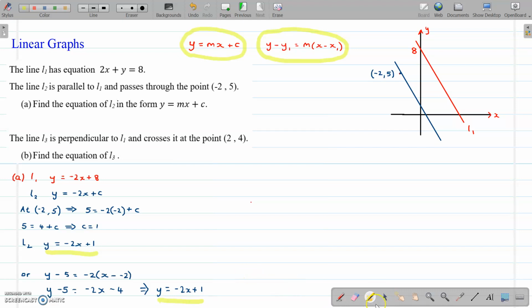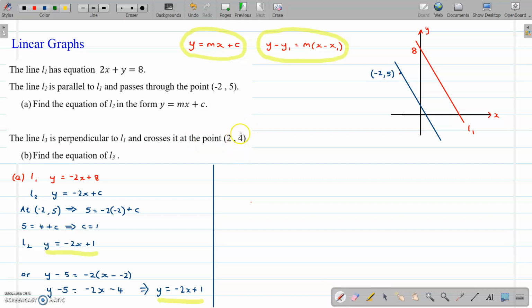Okay, so going to part B now. We'll look at part B. I'll just partition this off here, give us a bit of space. Okay, so in part B, I'll do this line in green. L3 is perpendicular to L1. That means it's at 90 degrees, and it crosses it at the point 2, 4. So again, we know a point on the line L3, but it also happens to be on L1 as well, which is fine. Okay, we've got to find the equation of L3.